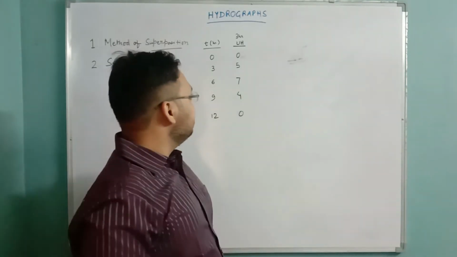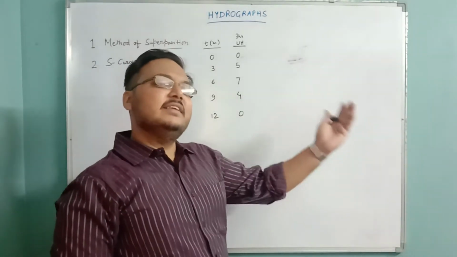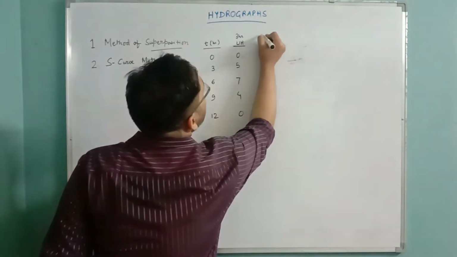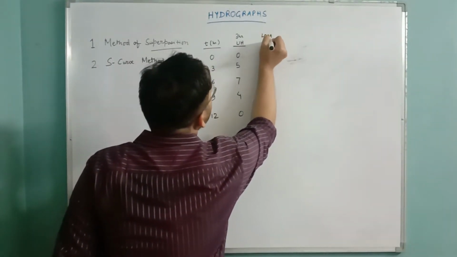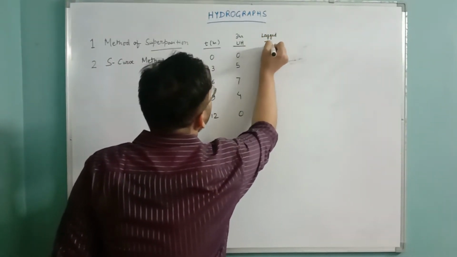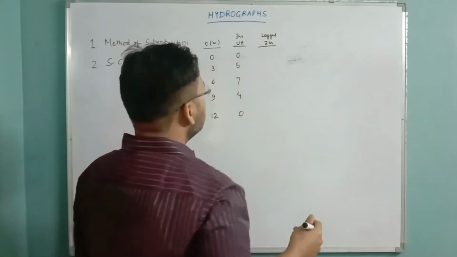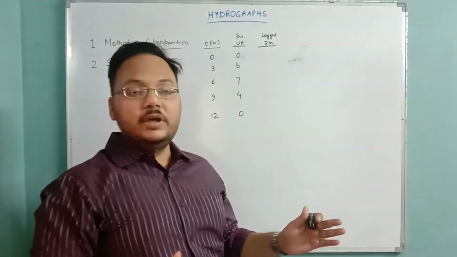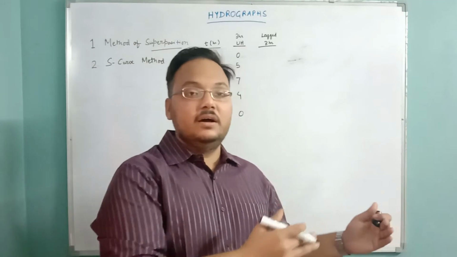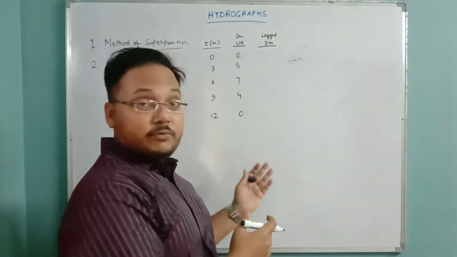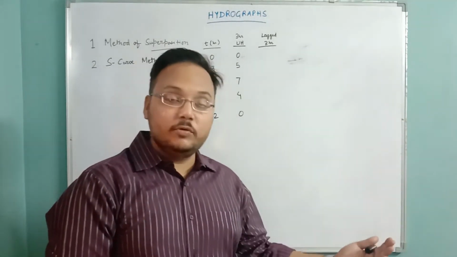Let's have it like this. Now let us lag it by 3 hours. So this is lagged 3 hours. Accordingly, what we saw in the diagram, we were lagging it by the whatever duration of hydrograph we are having, we will lag it by that much duration only.